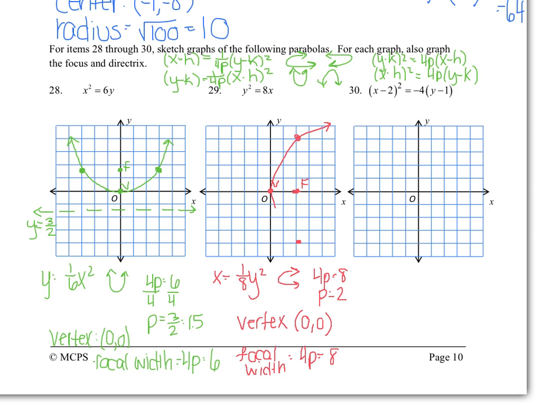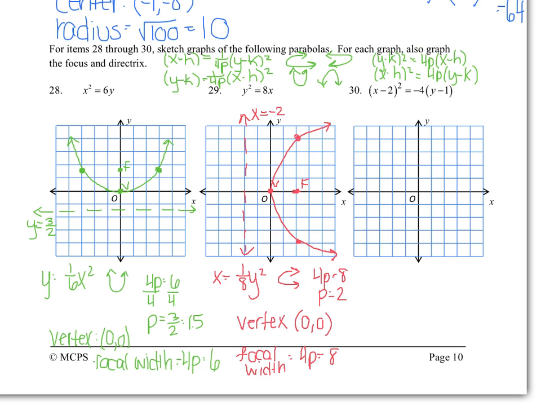So I can connect my points. You should always make sure your graph goes to the edge. And then the last thing I need to put in is my directrix, which is 2 units back from the vertex. In this case, it's going to be a vertical line at x equals -2.